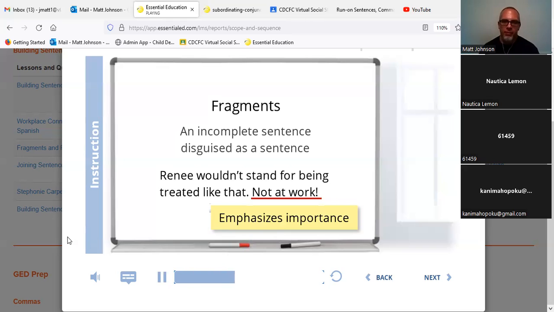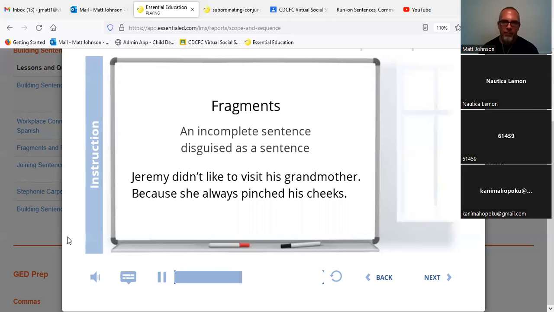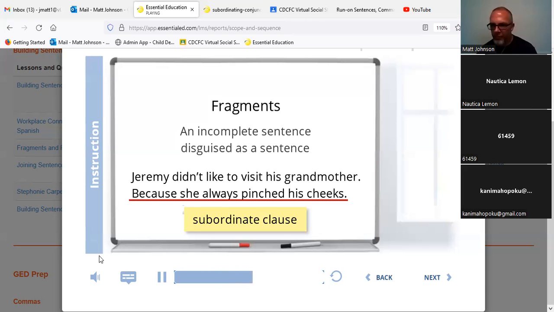It's really common for a fragment to be a dependent clause that's been chopped off another sentence. Jeremy didn't like to visit his grandmother because she always pinched his cheeks. "Because she always pinched his cheeks" is a subordinate clause. It has a subject and a verb, but the word "because" makes it missing a complete thought. So again, we have a list of subordinate conjunctions we're going to look at, but a perfect example again: because she always pinched his cheeks.